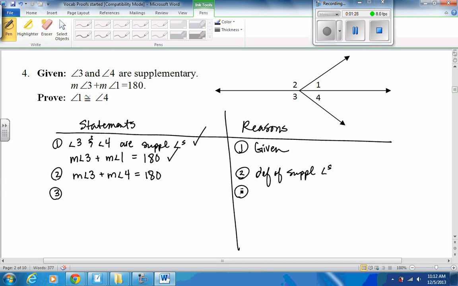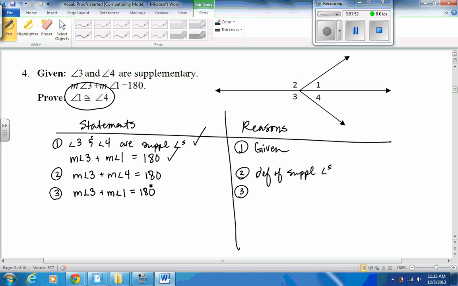So pick one of those equations. It doesn't really matter which one. It might save us a step or two depending on which one we do. I want 1 on the left side and 4 on the right side if you look at what we're trying to prove when we're finished. So maybe you want to do, let's see, which one has a 1 in it? The first sum. So maybe I'll start with that one. Measure of angle 3 plus measure of angle 1 equals 180.